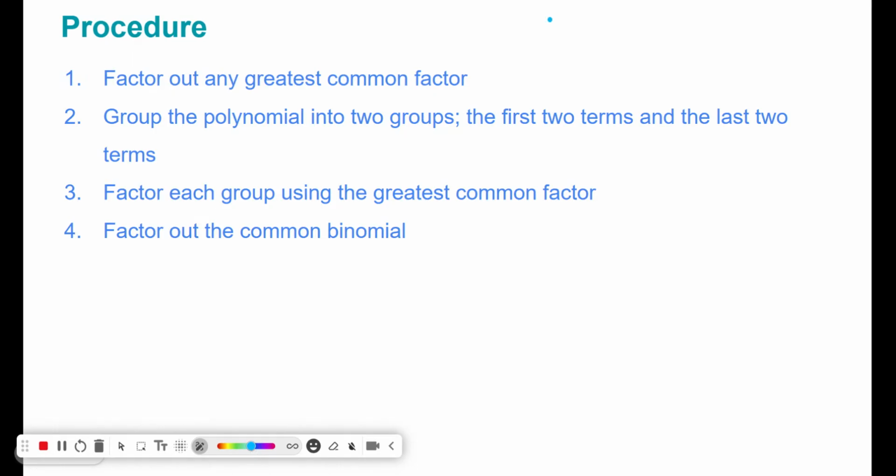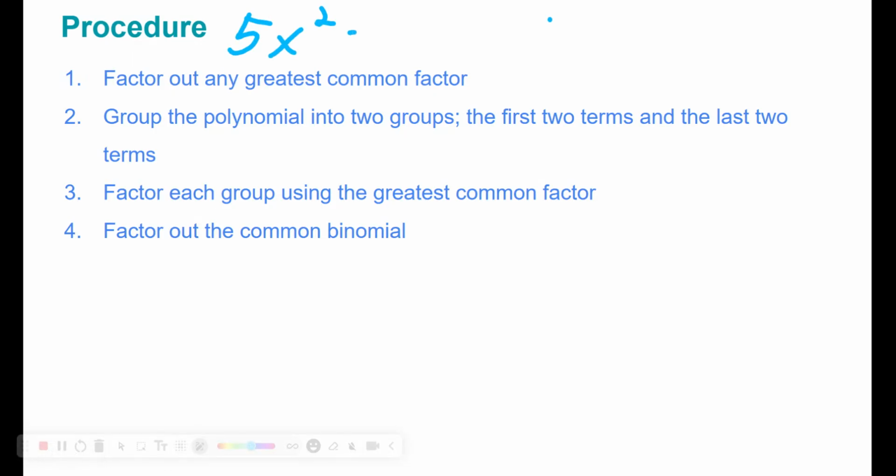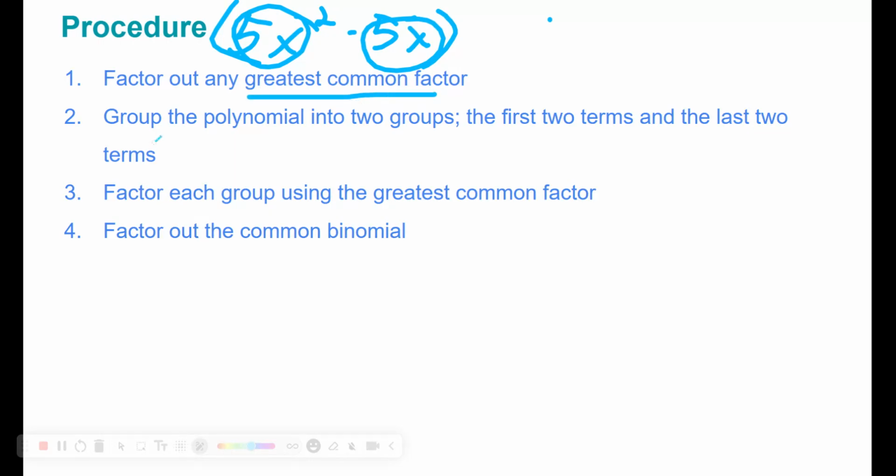If you have 5x squared minus 5x, as a binomial, we can take 5x out of that, right? They both have 5x in common. There's going to be one left over. We can take out the greatest common factor in a lot of scenarios.